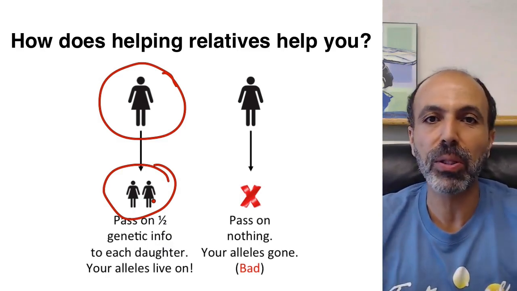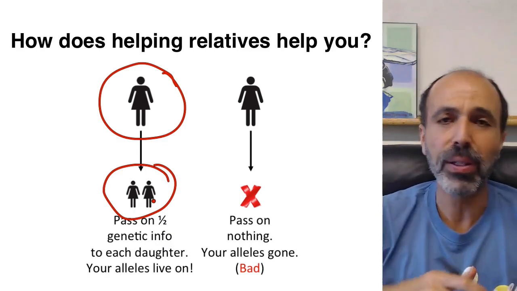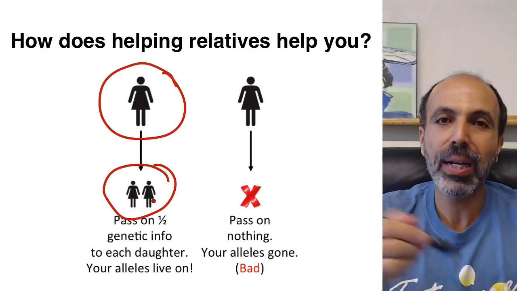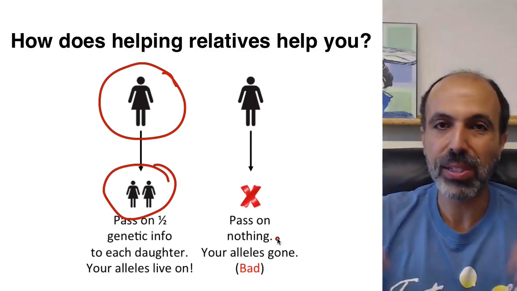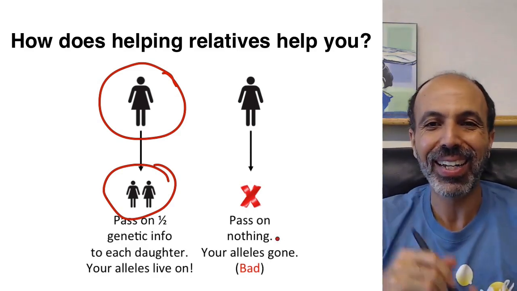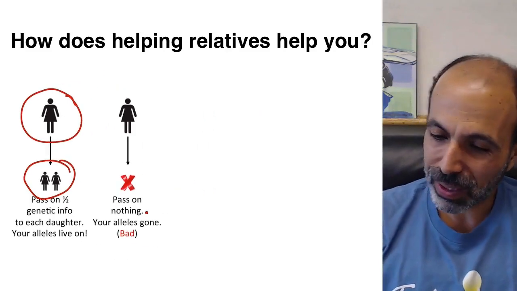There may be particular alleles that were lost, or some that you have that are now in 2 copies in the population, but on average it's passed on. Passing on nothing is clearly bad. If you were just to sacrifice yourself for nothing, clearly that's not advantageous. So let's look at this third option.